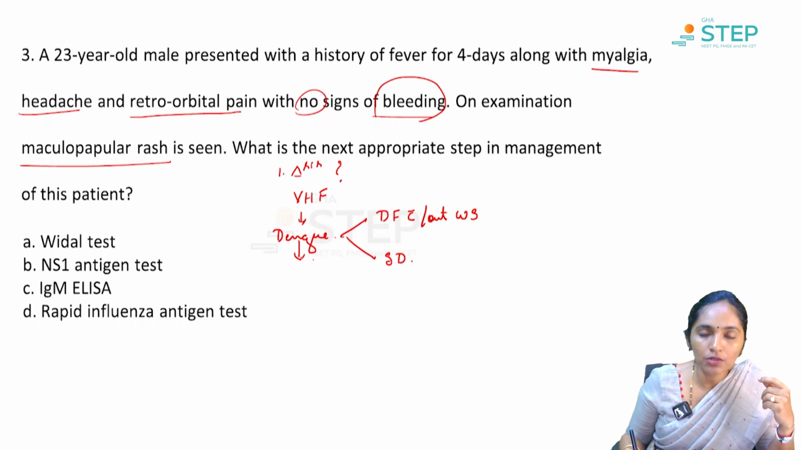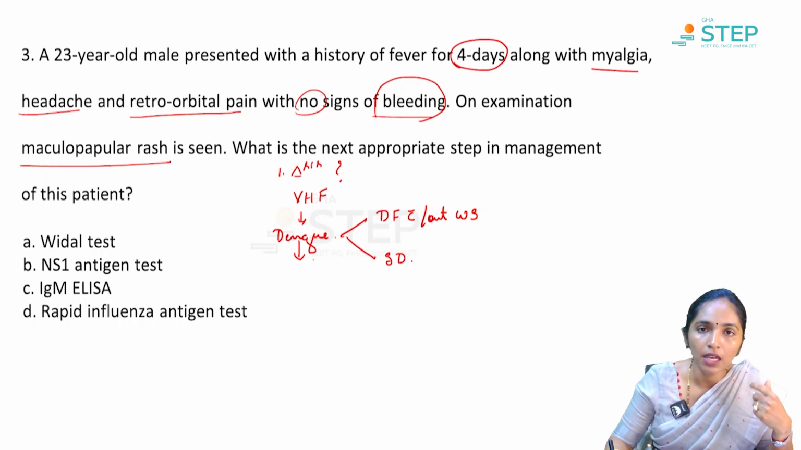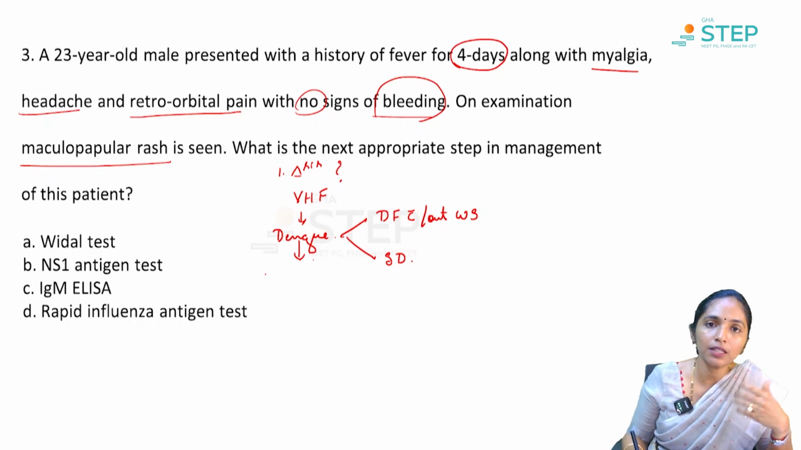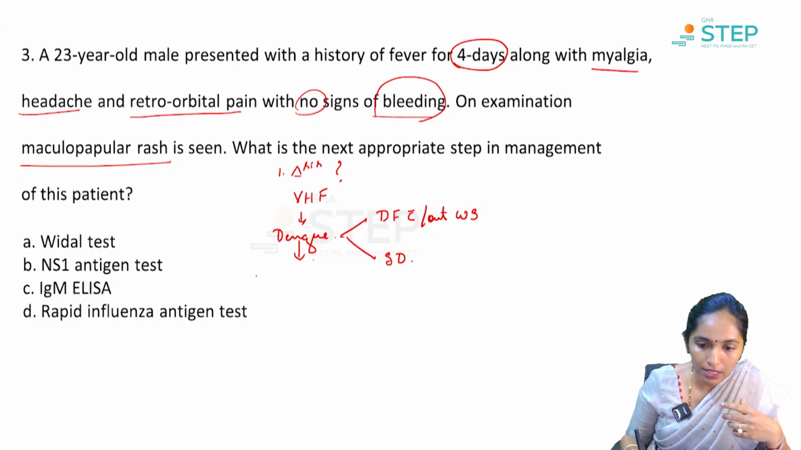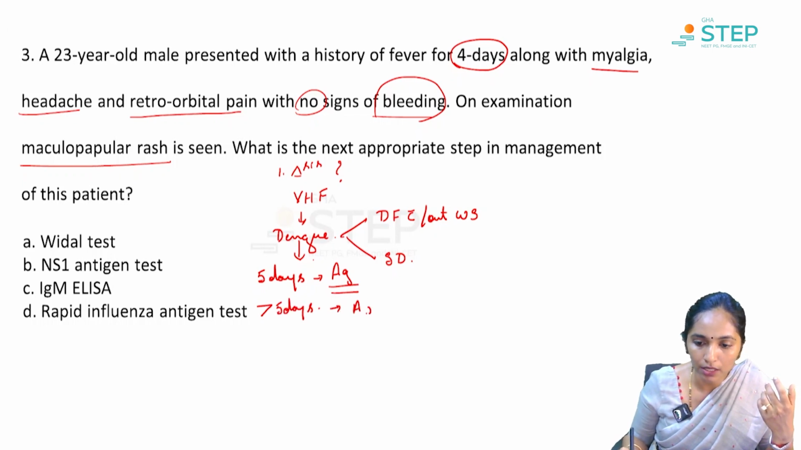So what is the diagnostic test of dengue? Choosing a diagnostic test depends on the history of the patient, and for how many days the patient has had fever. Here the patient has had fever for 4 days. In the initial days, the virus will be actively replicating. Up to 5 days, you can identify only antigen, because immune cells require time to get activated and produce antibodies. If the history is more than 5 days, then you can go and detect antibodies.